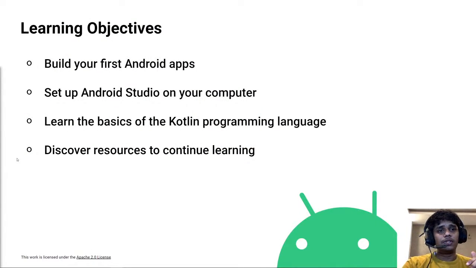Now the learning objectives: what are we going to complete through this part 1 session? First, you can build your first Android apps. Then we'll teach you how to set up Android Studio on your computer. And third, you can learn the basics of the Kotlin language. We are starting from the very basics. I'll start from what programming is and the difference between a human language and a programming language. Then we'll learn some syntax in Kotlin, and then some functions.